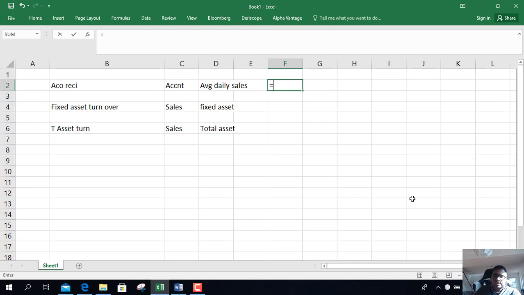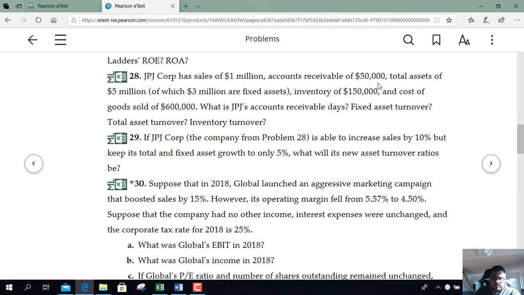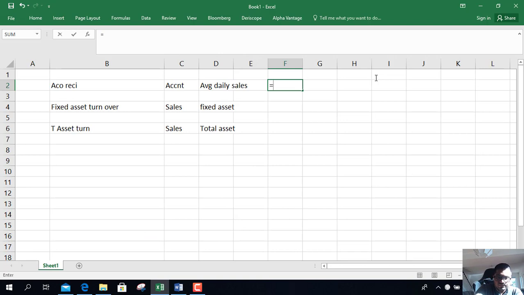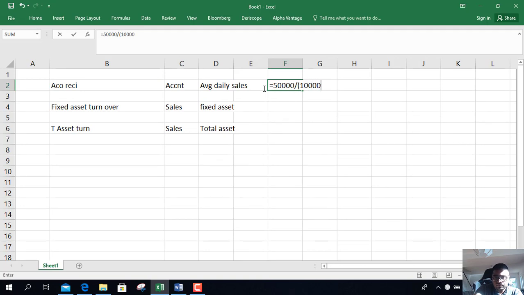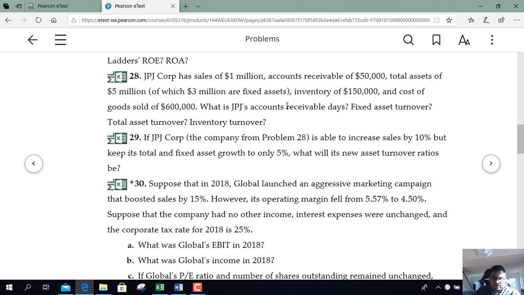So accounts receivables, they have given 50,000, divided by average daily sales. So total sales divided by 365. Total sales are 1 million divided by 365. So it is 18.25. Accounts receivable days are 18.25. It takes 18 days for customers to pay their money on an average, right?